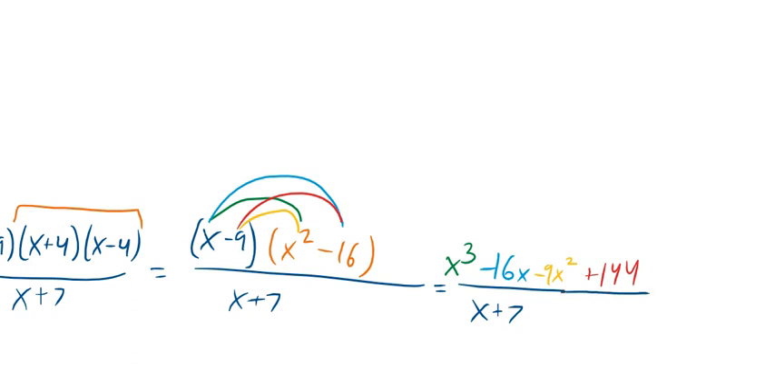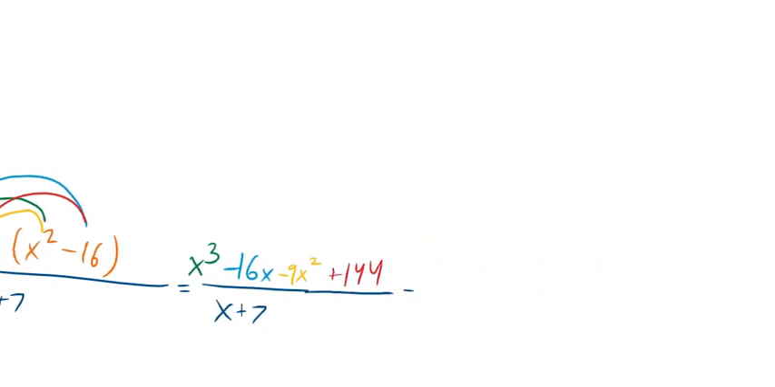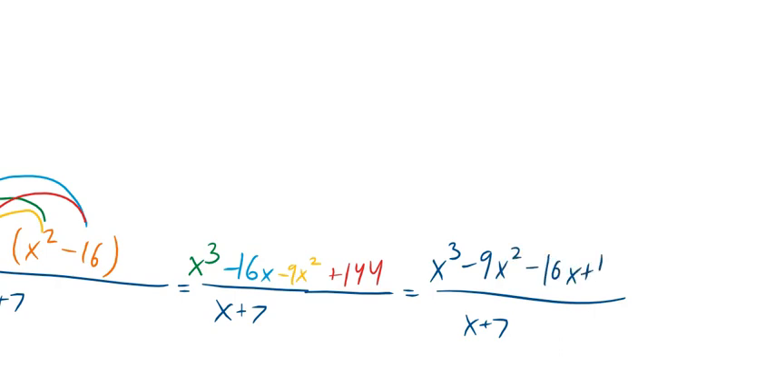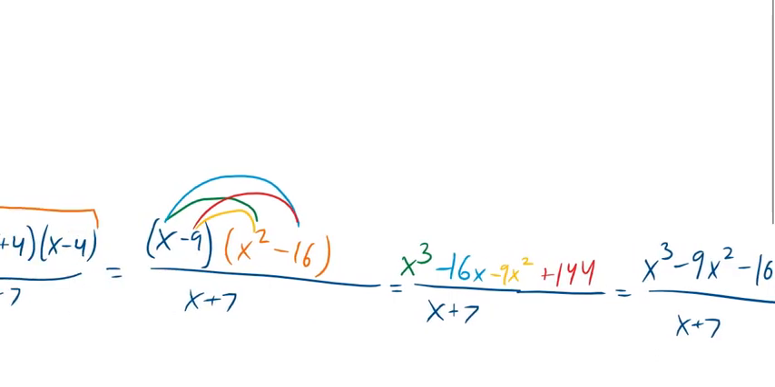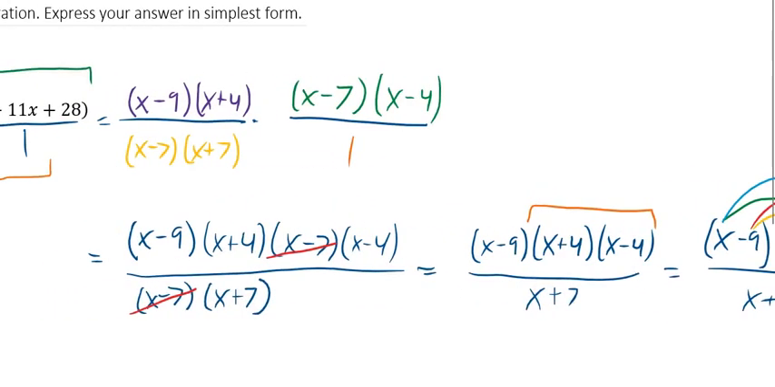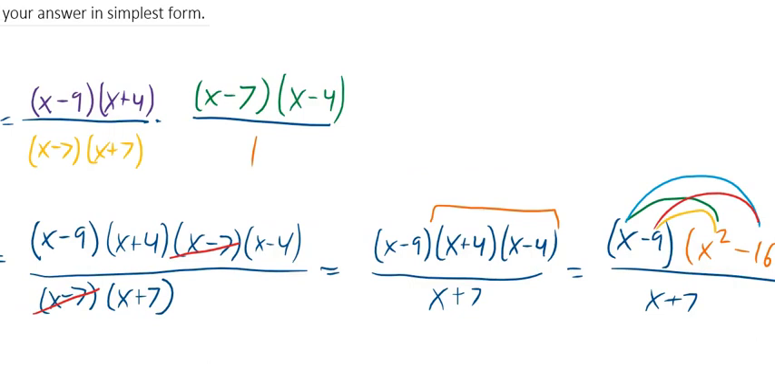Standard form, it really has to be written in the other order. It should be written as x cubed minus 9x squared minus 16x plus 144. Again, though, maybe I don't have to write in standard form. A lot of things we do with rational expressions, it's actually better to have it in factored form like that.